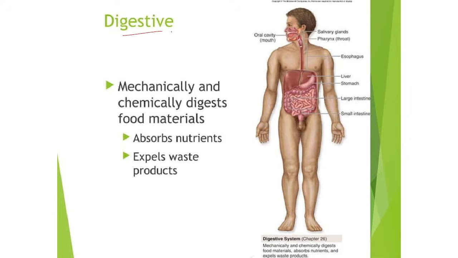Next system is the digestive system. All organs related to digestive functions, like the stomach, mainly the stomach, the intestines, small intestine and large intestine, and the pharynx. From the mouth till the anus, we will study in the digestive system.